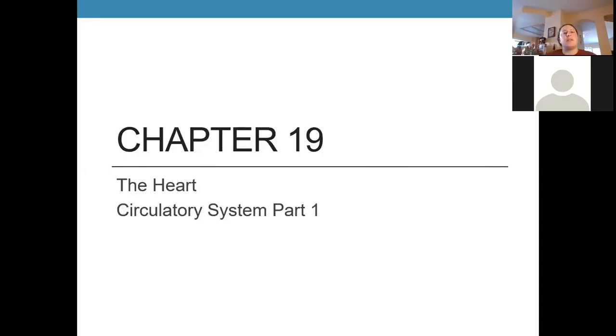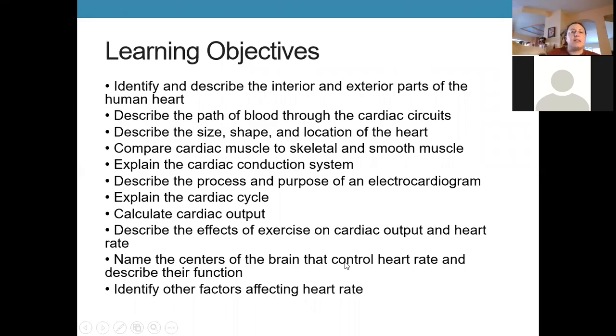So now we're moving on to the systems that basically move everything around and provide the body with necessary molecules like oxygen and, in this case, everything else that circulates in the blood. So we're going to start this by looking at the heart, and then on Wednesday we'll talk about blood vessels and the blood that circulates through the heart and blood vessels, and kind of put it all together as a single system.